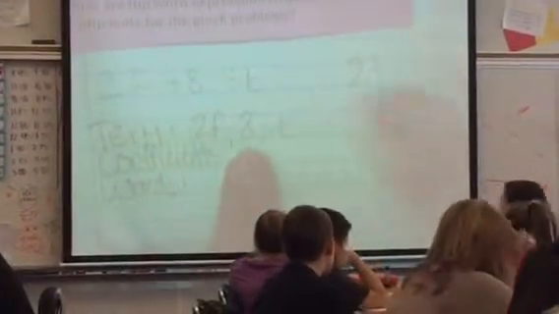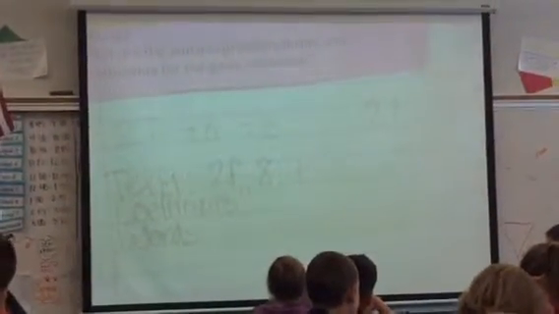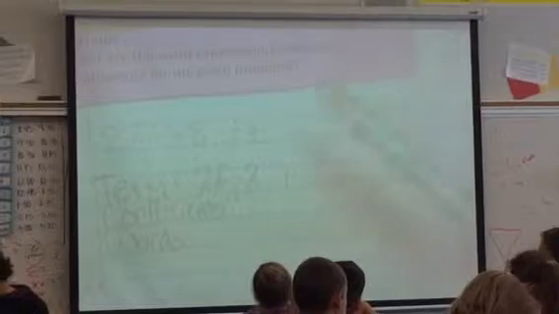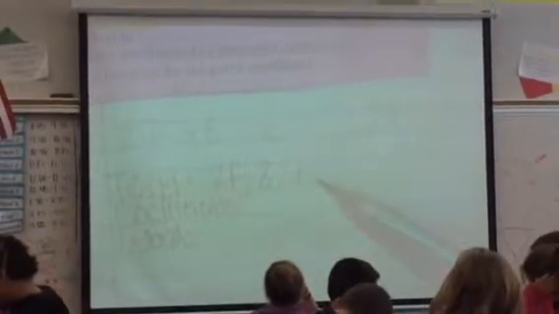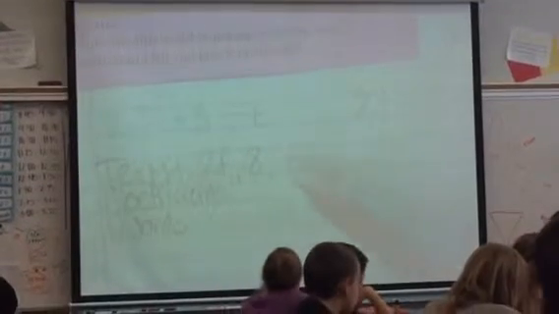We're going to separate them with commas. We're not just going to copy the expression down. We're actually going to identify the terms, okay? So here I have 3 terms, 2f, 8, and t, okay?